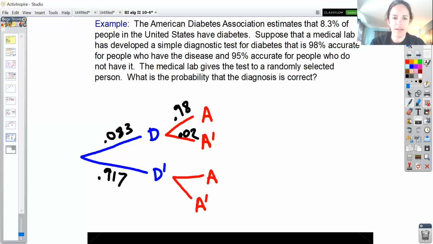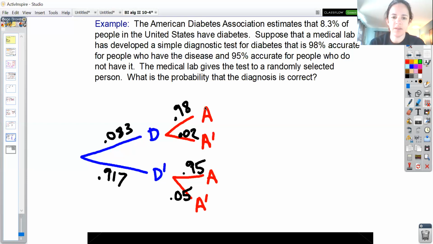Then it says it's only 95% accurate for people that don't have diabetes, which accurate in this case would mean that you don't have diabetes and it tells you that you don't have diabetes. That means for 5% of those people, they don't have diabetes, but the test is not accurate, which means the test would tell them that they do have diabetes even though they actually don't. The lab gives the test to a randomly selected person. What's the probability that the diagnosis is correct?